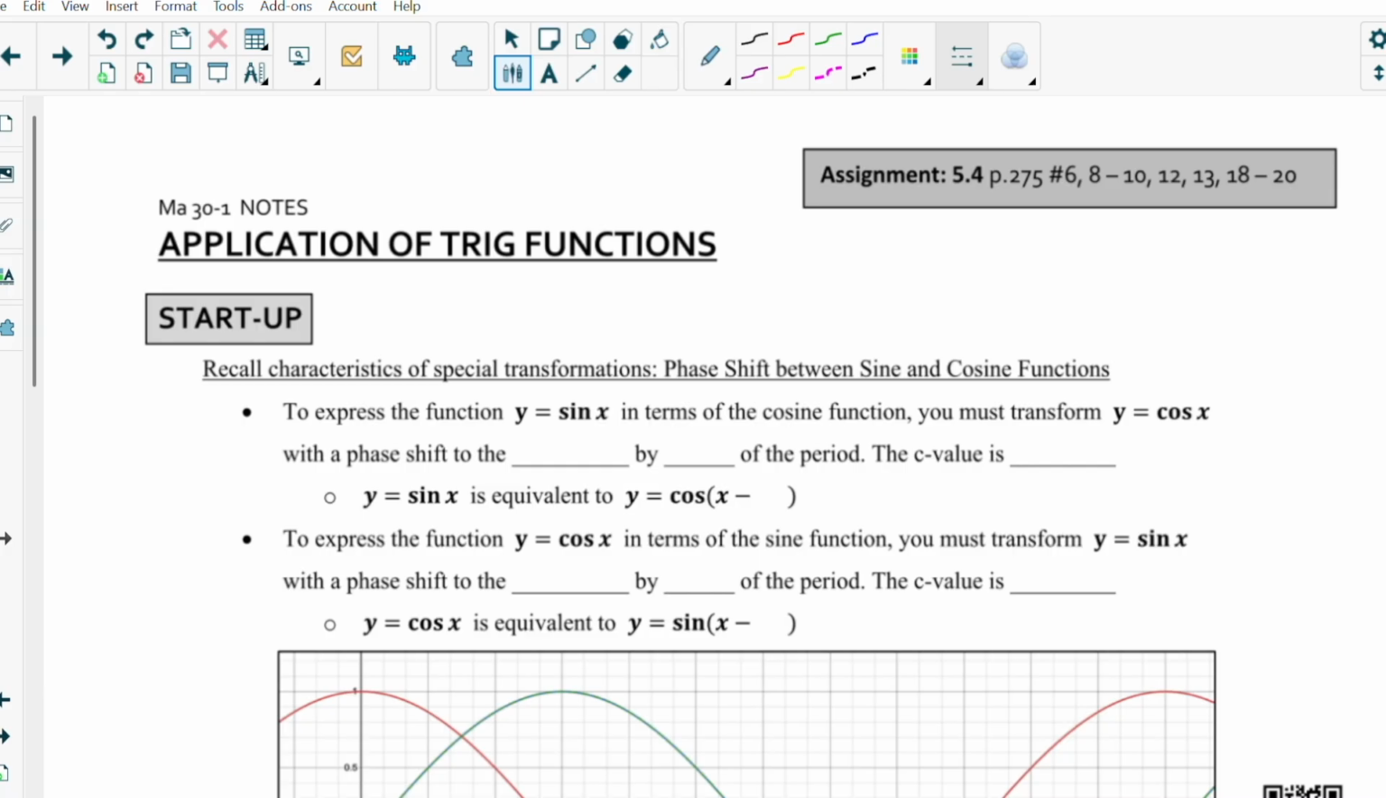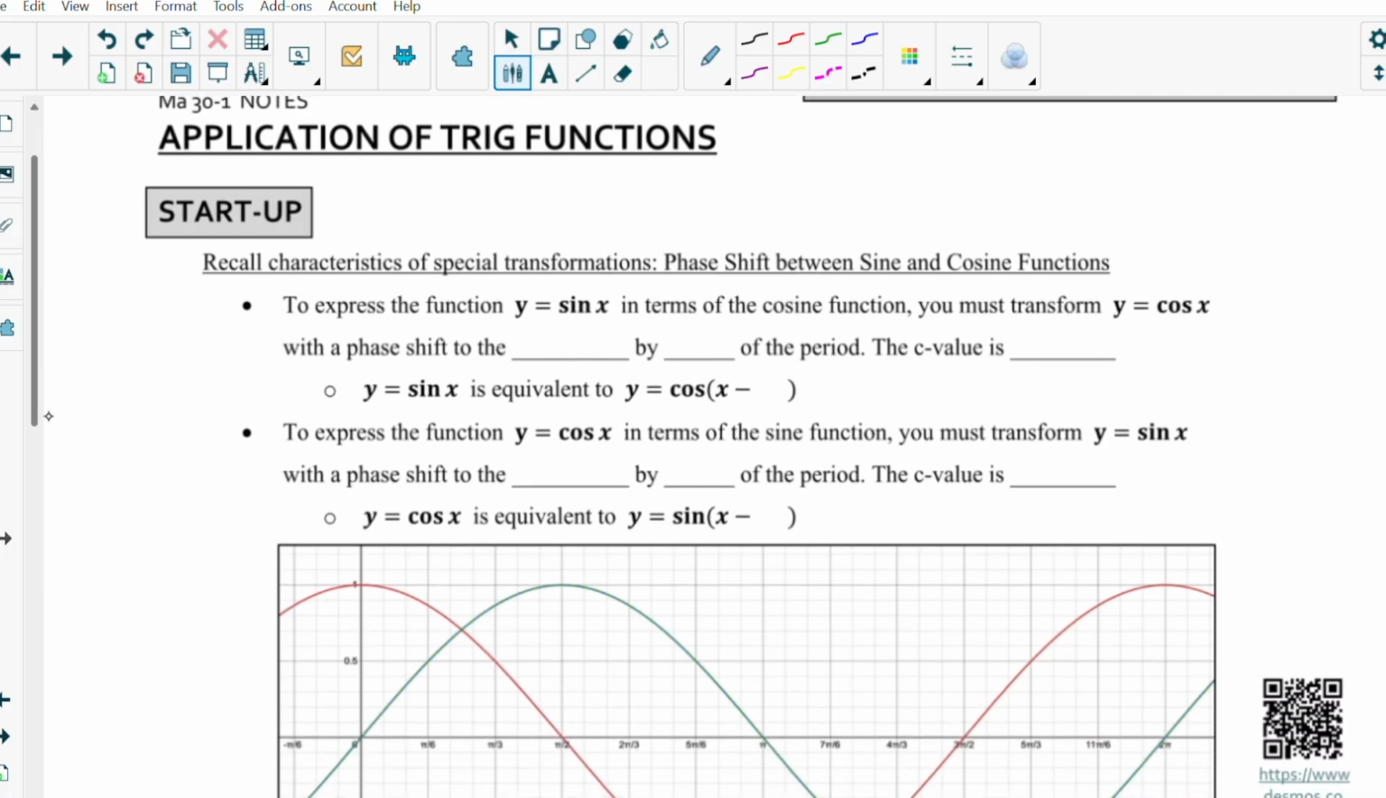Hey everyone. Application of trig functions. Before we start on some of our applications, let's do a little bit of review, some warm up on the key characteristics of these sinusoidal functions and how they behave. This will help us a lot when we do some problem solving. All right, recall.